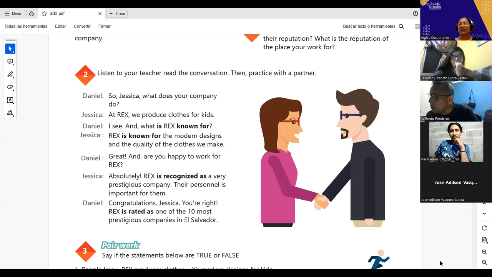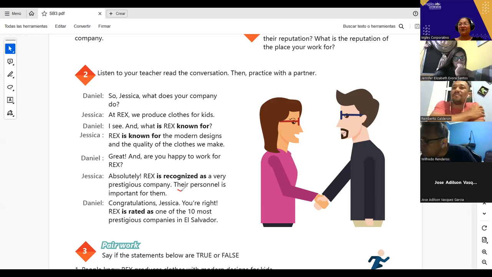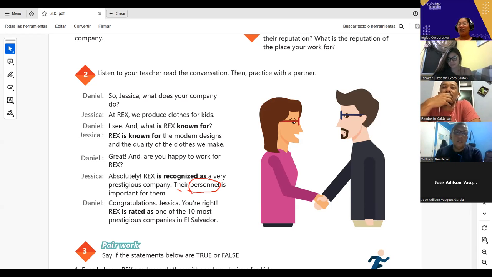You see the word personal. Did you write it in that way? Personal. It's personal, then. Which is it? What is the difference? Since the personnel is very important for the company. Okay, personal. Because you said personal, and there is a difference between personal and personnel. What is the difference between personal and personnel?